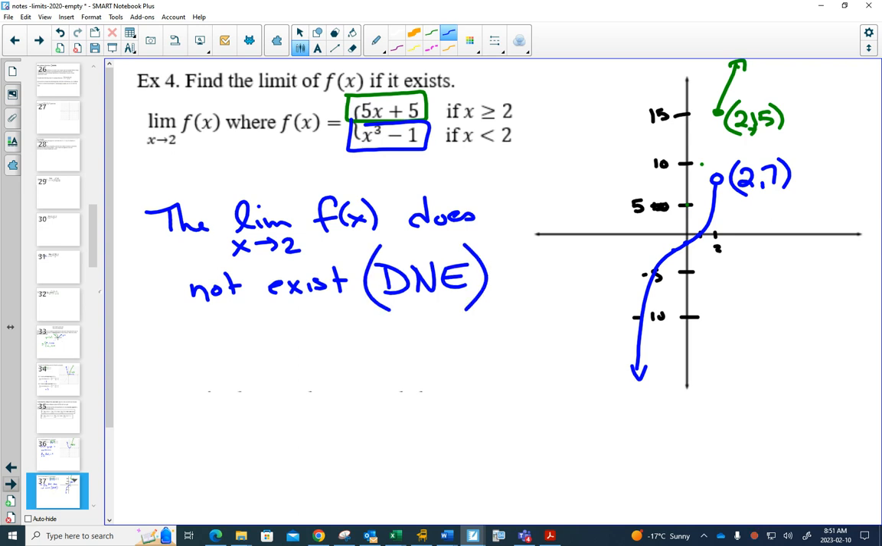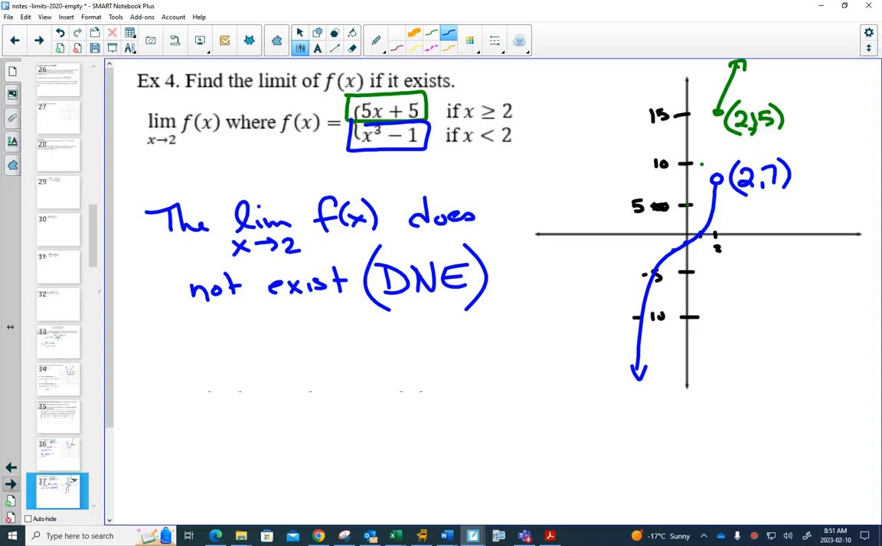And if we come from the left side and we come from the right side, we go to different numbers. The left-hand limit would be 7. The right-hand limit would be 15. And since those numbers are different, we say that the limit does not exist.